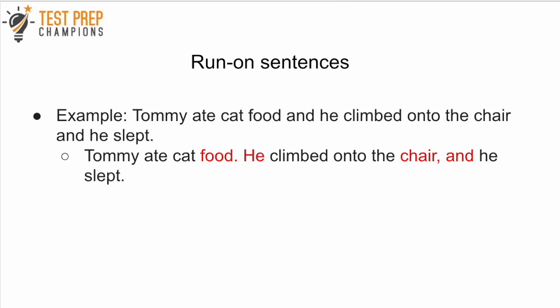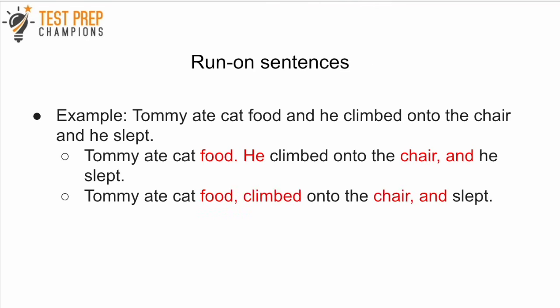Okay, so one way to do it here would be to end the first sentence with food. So I would say Tommy ate cat food, period. Capital H for he. He climbed onto the chair, comma, and he slept. So this is one way you could do it. Now another way to do it would be like this. Tommy ate cat food, comma, climbed onto the chair, comma, and slept.